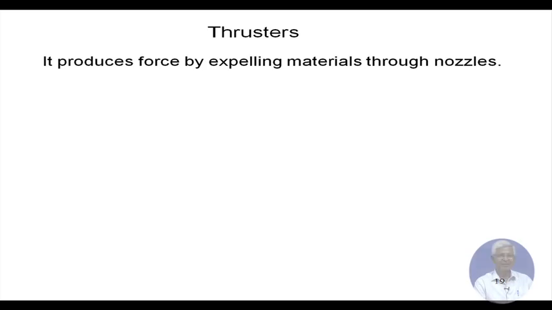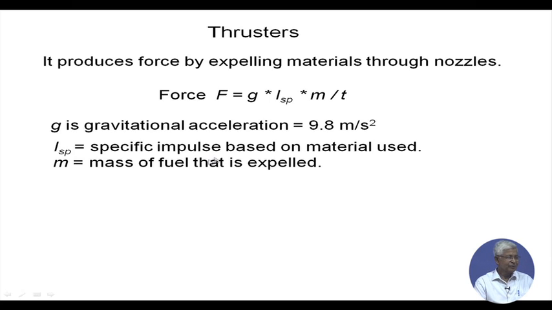Okay, what is a thruster? Let us get into a very brief description of that. It produces force by expelling material through a nozzle, and that force is F equal to g times Isp times the mass of fuel per unit time, where g is gravitational acceleration and Isp is the specific impulse. So the amount of fuel that is required, the mass, is m equal to force into time divided by gravitational acceleration and the specific impulse, in kg.